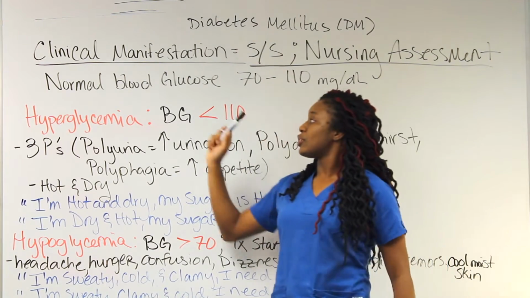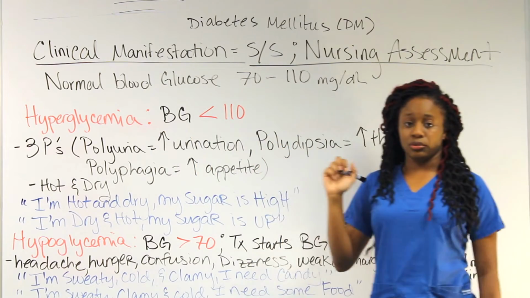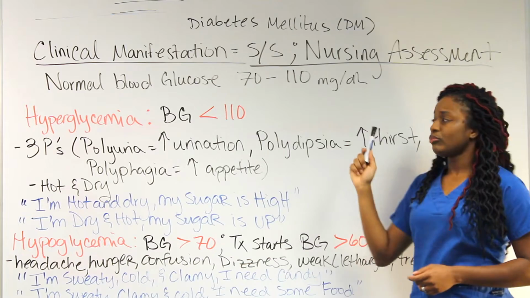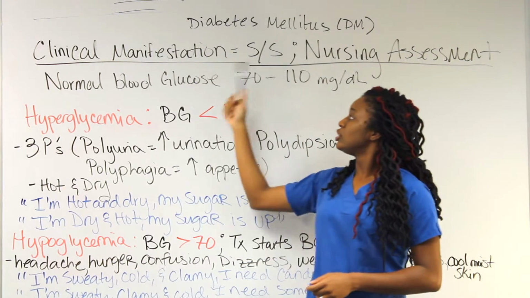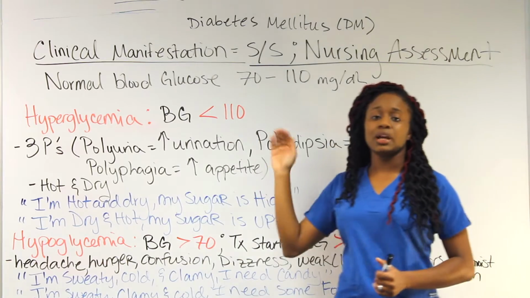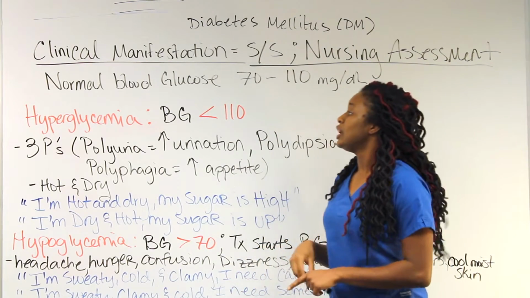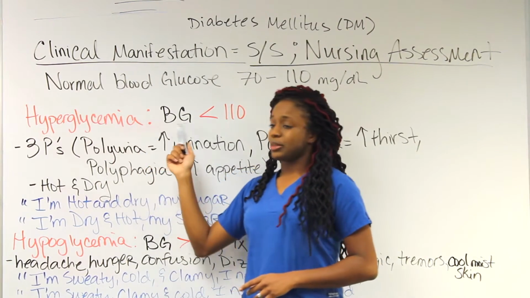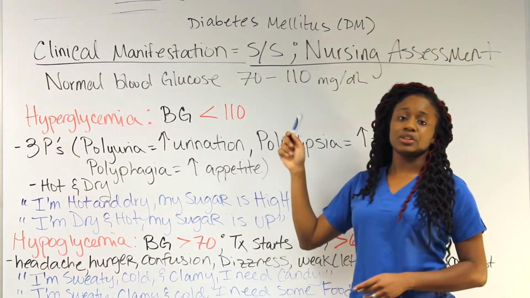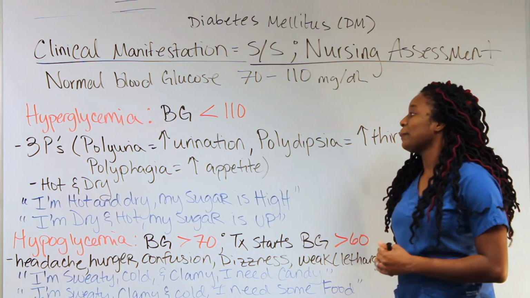So first things first, a normal blood glucose level, right? First we need to know what that is, which is 70 to 110, okay? Anything above or below that is going to be either hyper or hypo, okay? Now, hyperglycemia, because we're talking about glucose here, is a blood sugar that is greater than 110, all right?